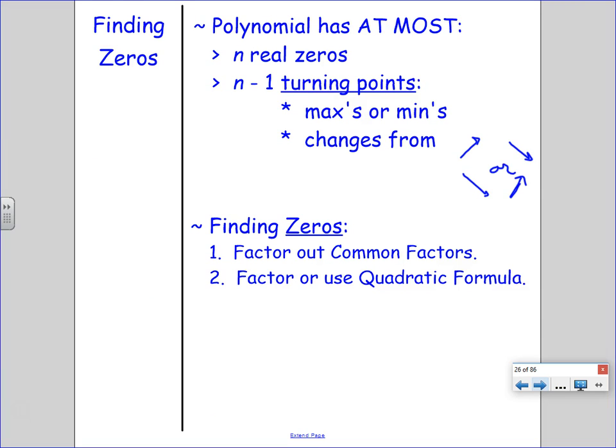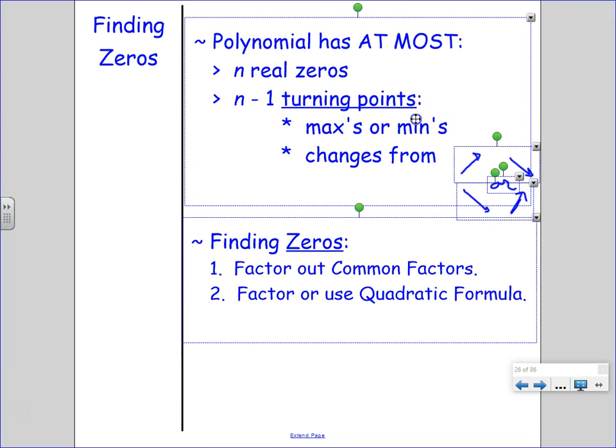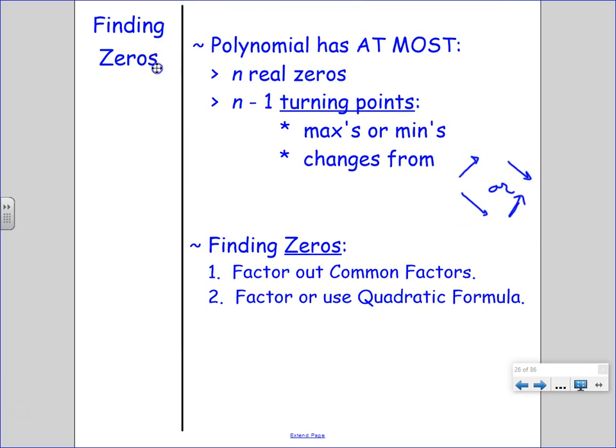Finding zeros. Finding zeros. Quick review, zeros, what are they again? Roots. X intercept.